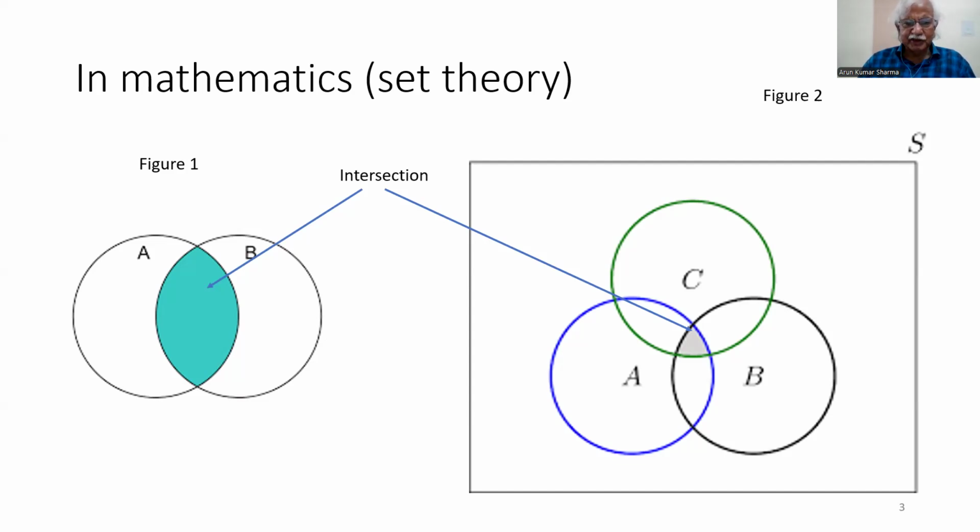In figure 2, likewise, you have 3 sets, A, B, and C. And there is some common area between A, B, and C. This common area or the units falling into this area constitute the intersection. So intersection is a set of units or a subset of units which fall in all the sets A, B, and C.